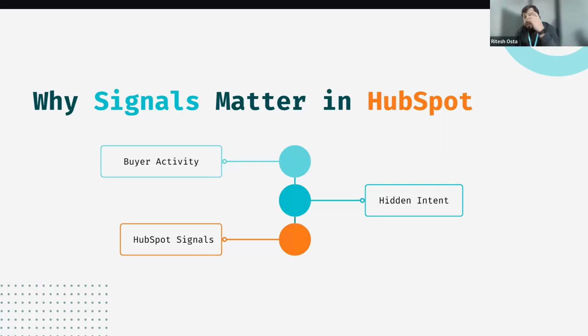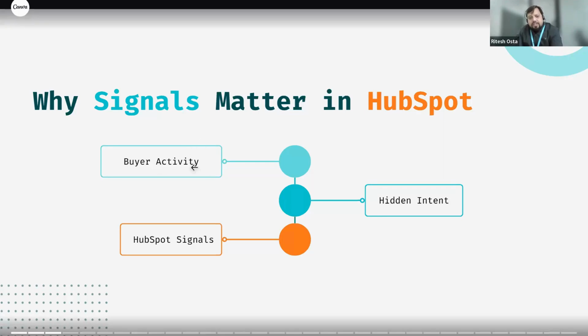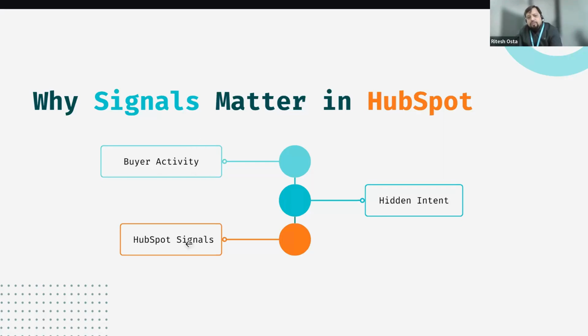So signals are both internal and external. Internal signals are called activity, and external signals we call signals, right? If you combine the buyer activity within HubSpot with external signals, then what you can decipher is a hidden intent, right?